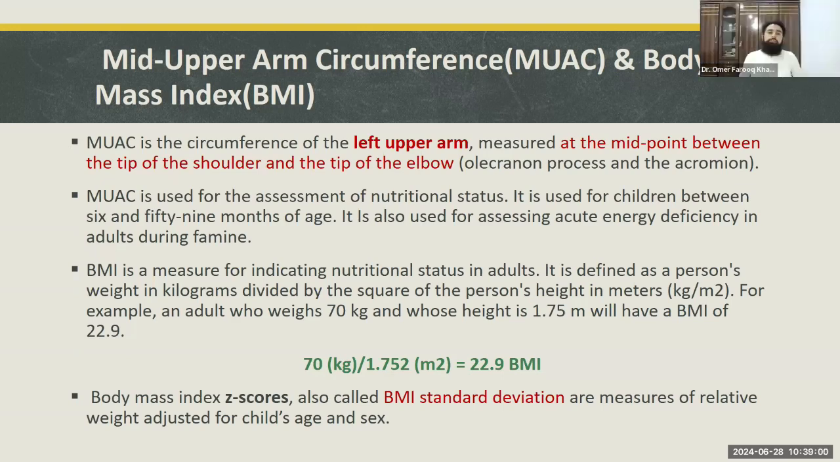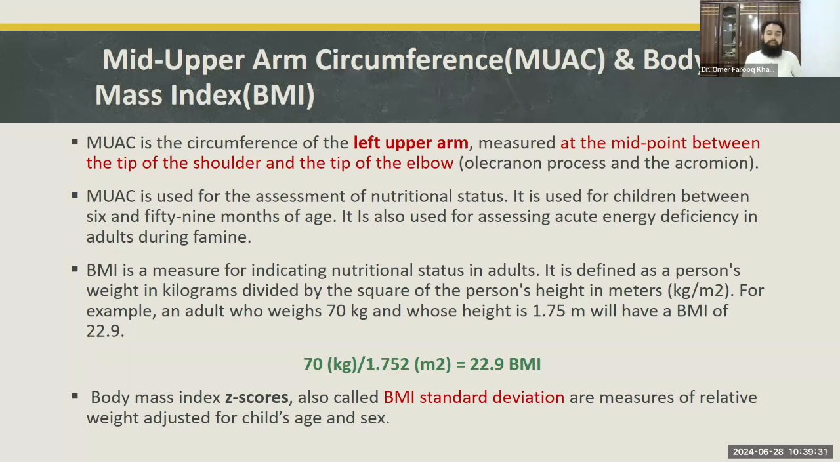Mid-arm circumference is the circumference of the left arm at the midpoint between the tip of the shoulder and the tip of the elbow. I will increase my speed because the topics that we are going to cover are very important. MUAC is used for the assessment of nutritional status. It is used for children between 6 and 59 months of age. It is also used for assessing acute energy deficiency in adults during famines as well.